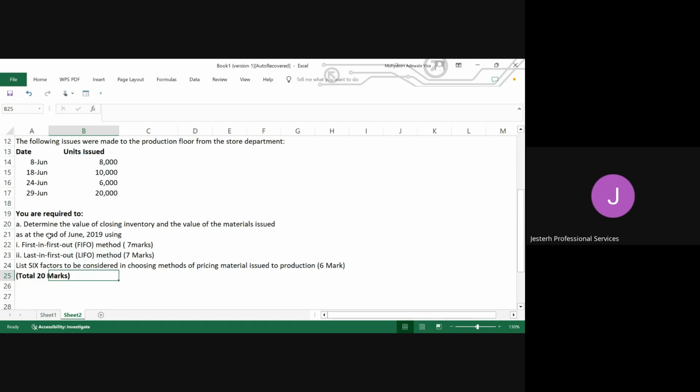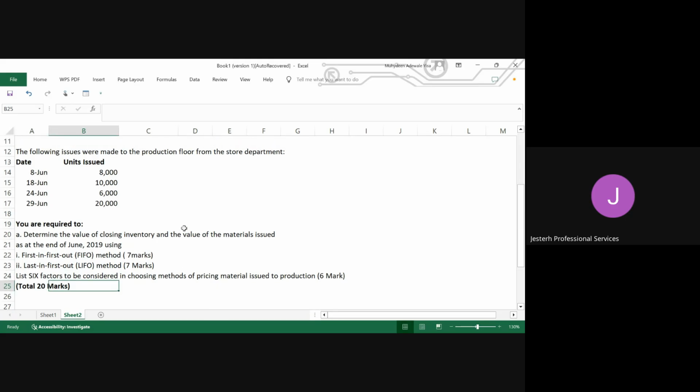So they require us to do two approaches. They ask us to determine the closing value of inventory, and then the value of the material issues as at the end of June 2019 using the first in, first out method. So we just start, and I want everyone to pay attention so that we can be on the same page.